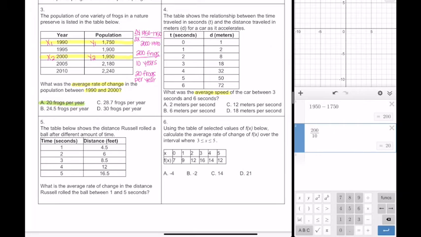Speed is a rate of change because when we talk about speed, it's miles per hour, or in this case, meters per second. Anytime you have a phrase that's something per something, that tells you that there's a rate of change happening. So speed is automatically understood to be a rate of change. So we want to know what was the average speed or the average rate of change between 3 seconds and 6 seconds.